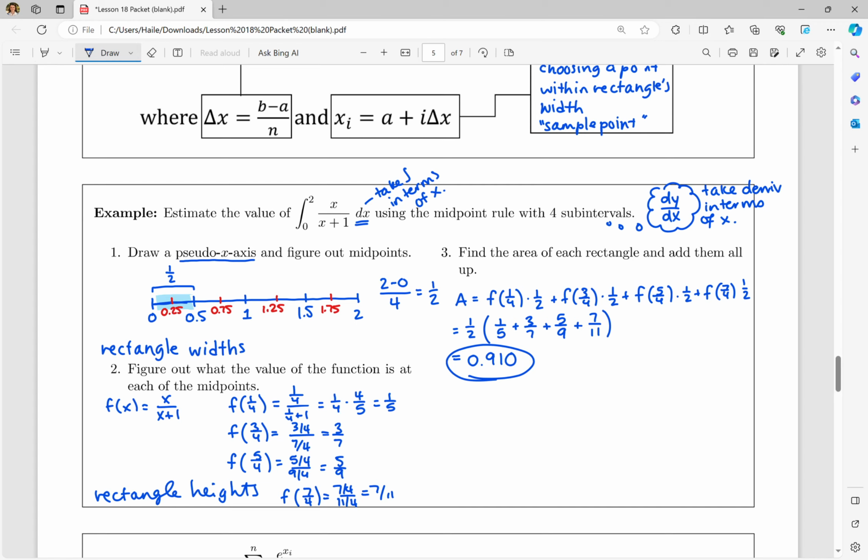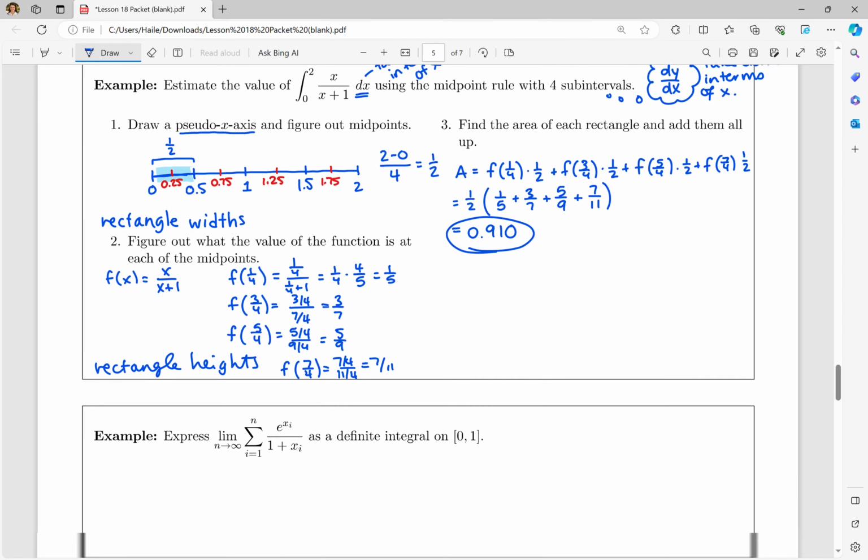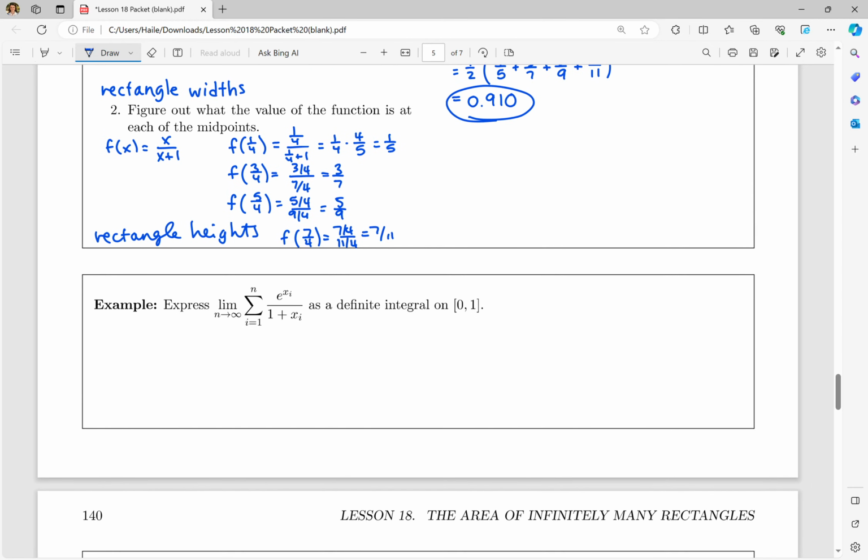Okay, so that's how to use midpoints. Now left and right endpoints are very similar, but the difference is you don't need to use the red numbers. You'd need to choose 4 of the 5 blue numbers, depending on if you want the right or the left endpoints.